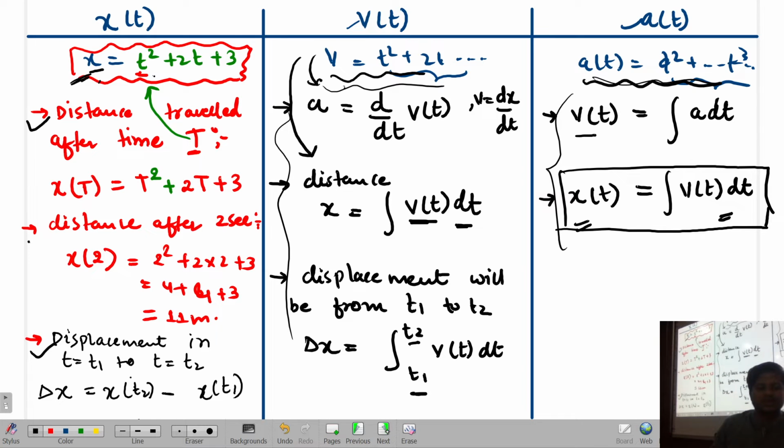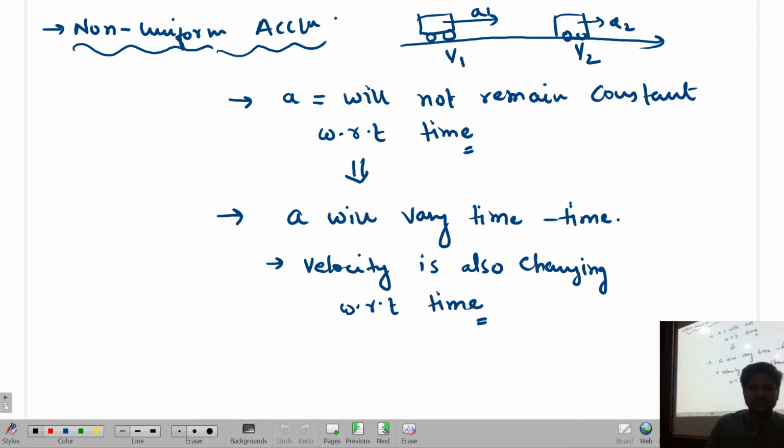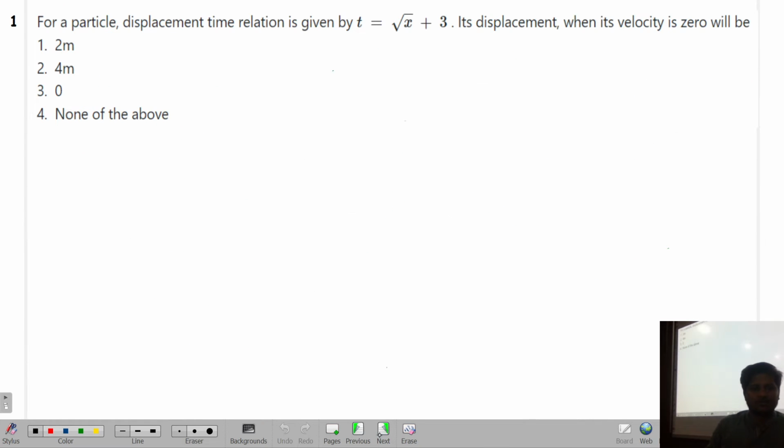So let us start doing this, and we are going to utilize all of these concepts in the upcoming questions which we are going to solve. The first question is this: for a particle, the displacement-time relation is given, which is t equal to root x plus 3. It is asking for its displacement when the velocity of the particle is 0. So do it, a little bit.